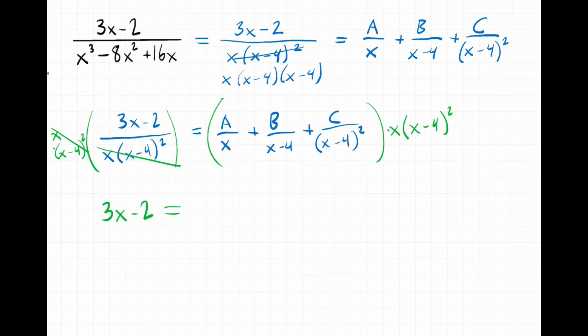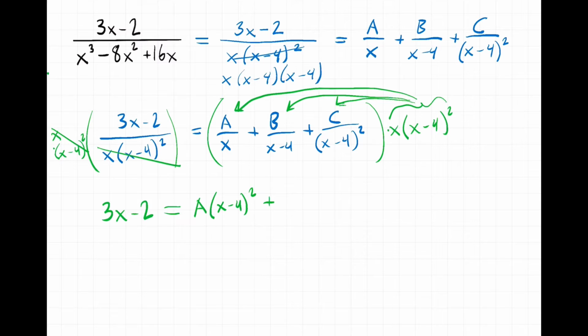And on the right, I'm going to take this expression that I'm multiplying by and multiply it into each of the 3 terms in my sum here, each of these 3 fractions. So if I take a over x and multiply it by x times (x minus 4) squared, those x's are going to cancel out, and I'm left with a times (x minus 4) squared.